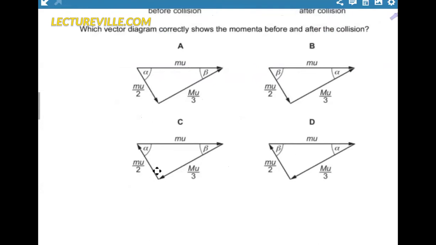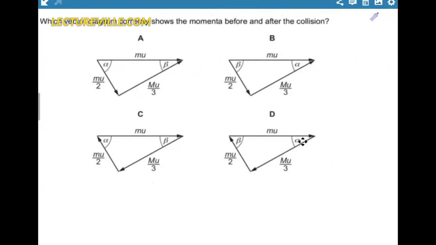The direction of mu by 2 is incorrect. The direction of mu by 3 is incorrect as well, because these two directions are supposed to be in the opposite way. This is downward, this is upward. And again, angles are incorrect as well. Over here, angles are correct, but again, the directions are incorrect.